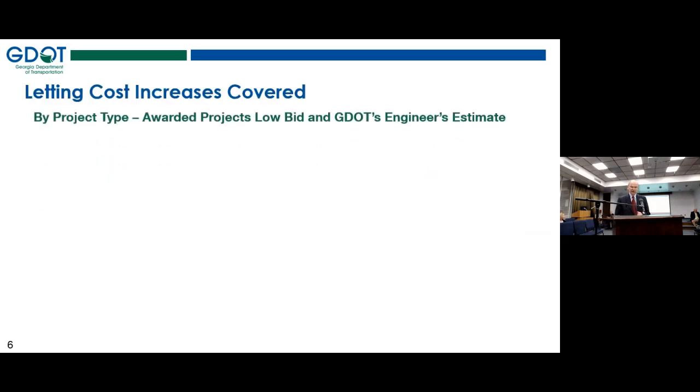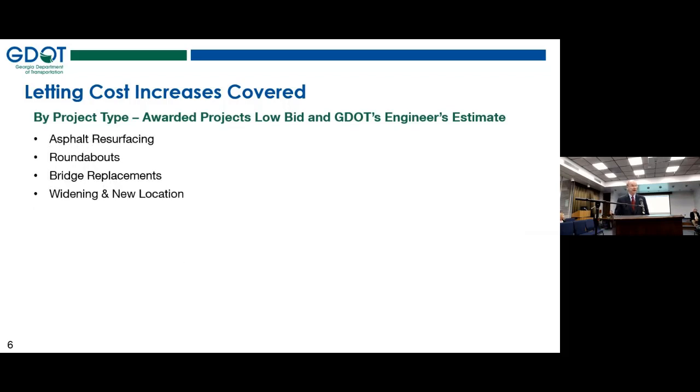Now, talking about letting cost increases, I'm going to present these in a couple different ways. First, I'm going to present by project type. And here we'll be looking at awarded projects, and I'll present both the low bid, the increases in the low bid, and the increases in the engineer's estimate for the corresponding project types. Here are the four project types I'll be covering with you today.